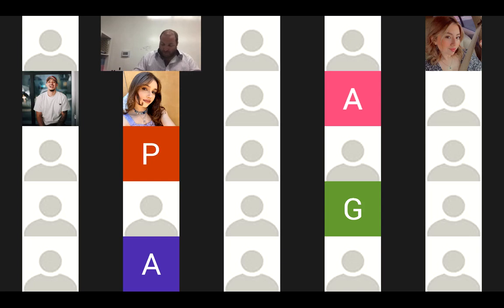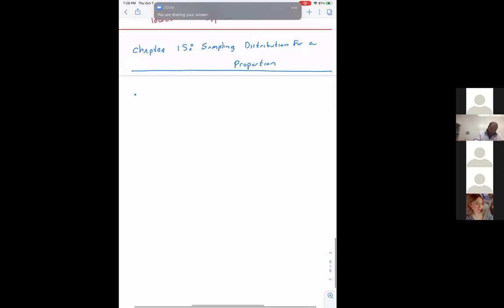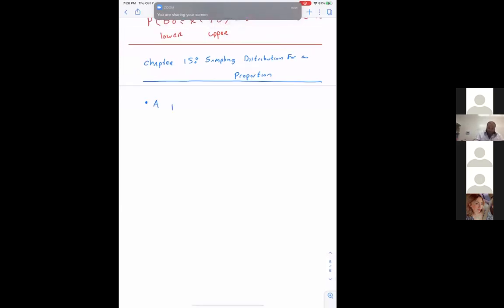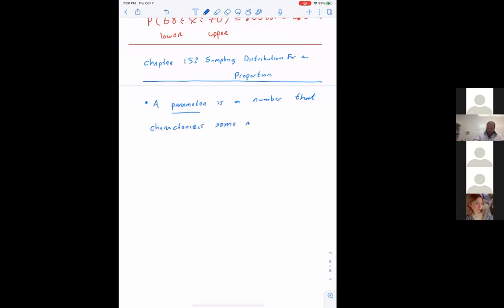Yes. Okay, so what we have here is as follows. We're going to start with the difference between a parameter and a statistic. A parameter is a number that characterizes some aspect of the population. Usually not known. If I know the parameter, why take a sample? The whole point of a sample is to approximate parameters. What's the average height of every American? I don't know. I'll take a sample. So a parameter is a number that characterizes some aspect of the population.